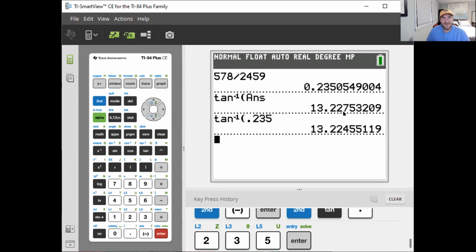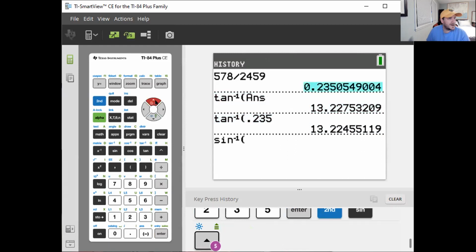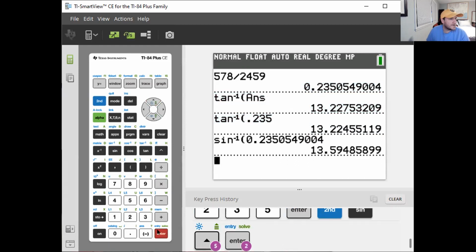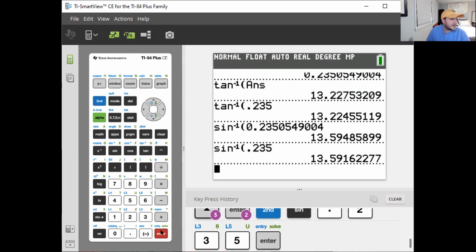But just trust me. You try to be as accurate as you can all the time. Just out of curiosity, would sine have proved my point better if we did inverse sine of the entire decimal versus the inverse sine of the rounded 0.235? No. Okay, whatever. Trust me anyway. I don't care. Moving on.